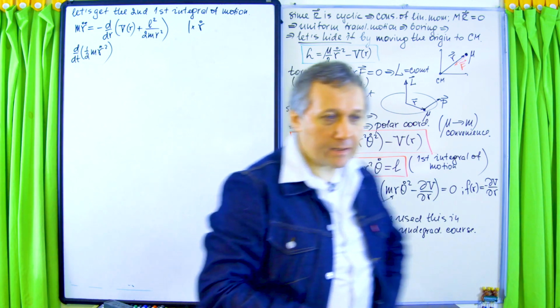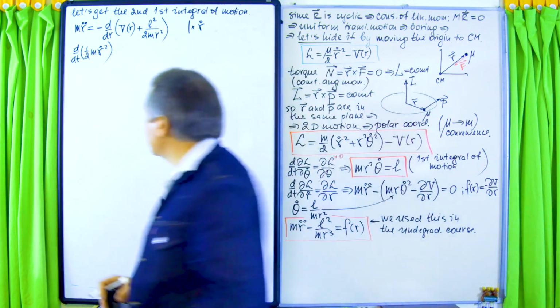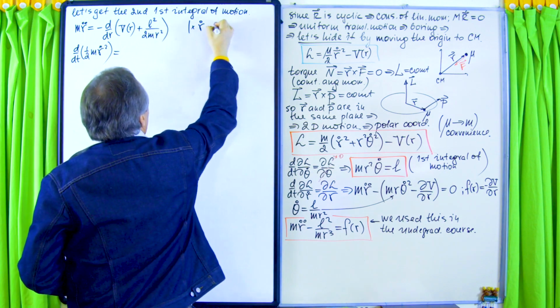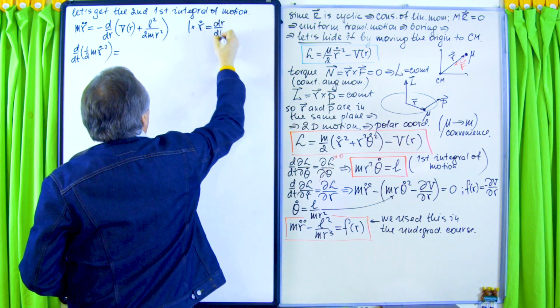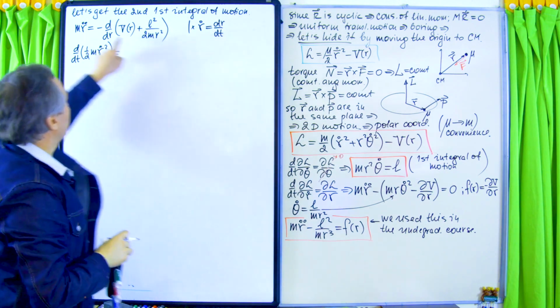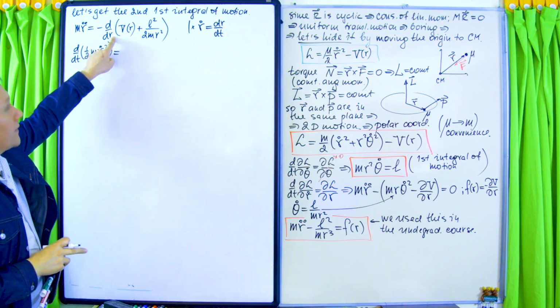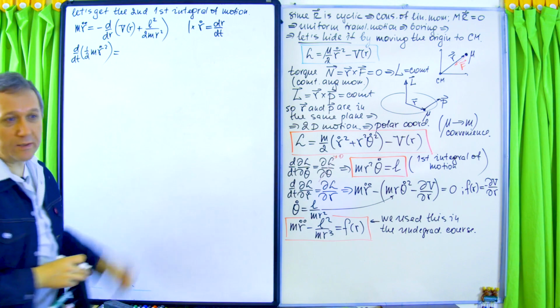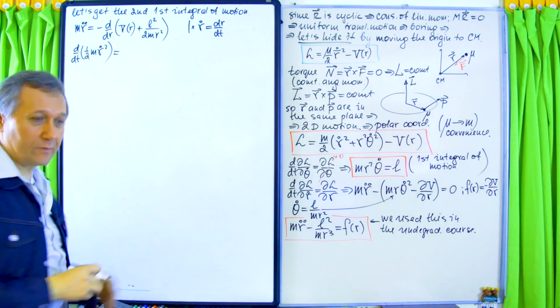Right? Exactly that. And here, since r dot is dr over dt, if you multiply the right hand side by that, dr and dr will get canceled, and on this side you will get d over dt as well, with minus in front.